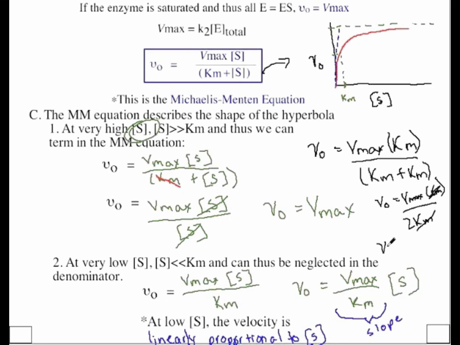And look at this. Initial velocity is Vmax over 2. Yeah, yes it is. Vmax over 2, right? We already defined that, and now the equation tells us so. So we can derive that idea that Km is the substrate concentration at half maximal velocity. That is just some excellent stuff.